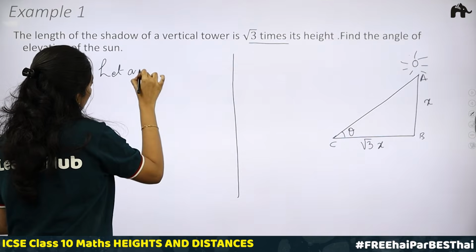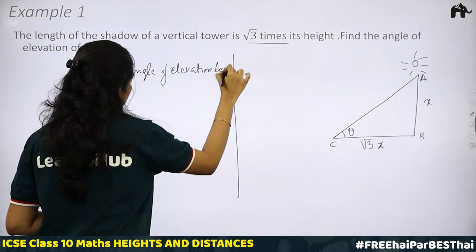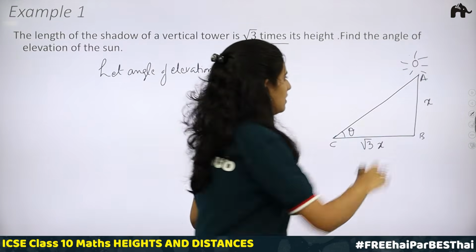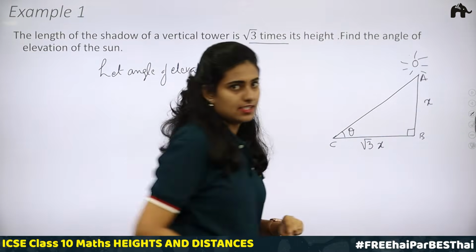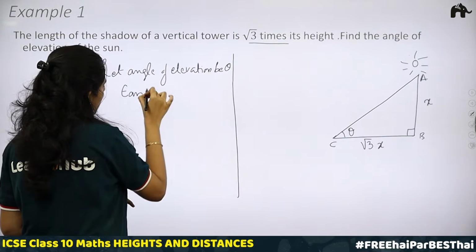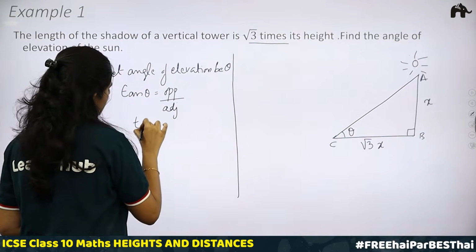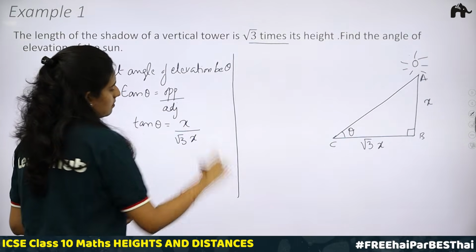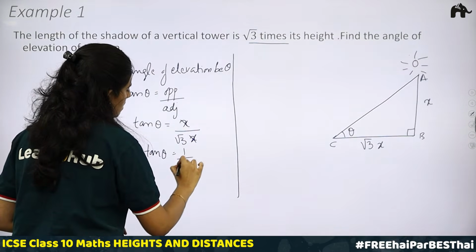Let the angle of elevation be theta. When the angle of elevation is theta, considering theta in this right triangle, right angled at B, we have opposite side and adjacent side. In that case, we will have to consider tan. Tan theta will be equal to opposite side divided by adjacent side. Tan theta will be equal to x divided by √3x. Okay, x and x get cancelled. Then we have tan theta is equal to 1 by √3.